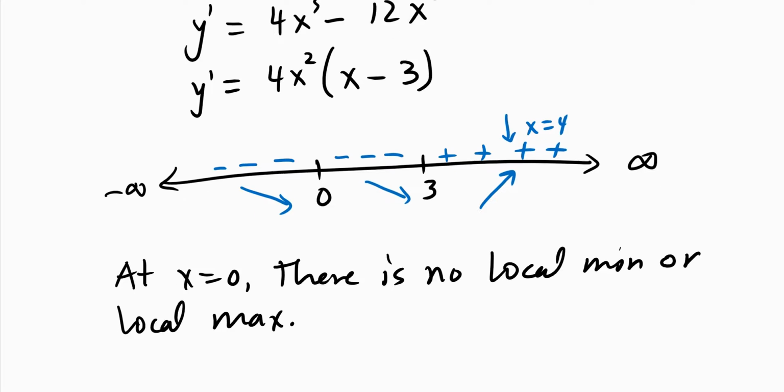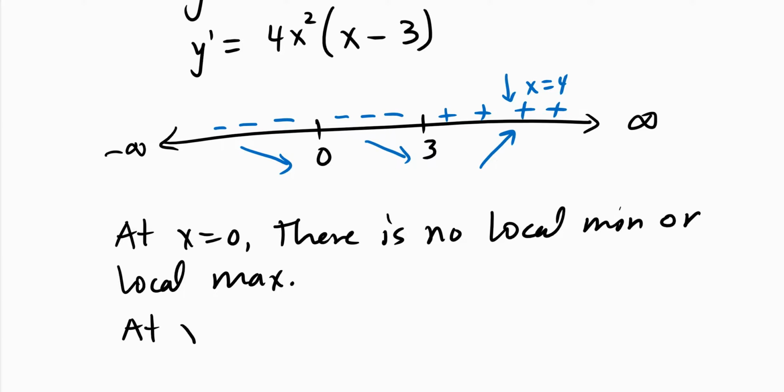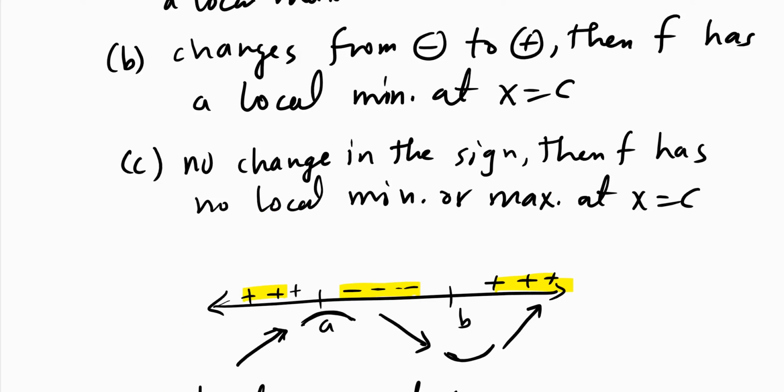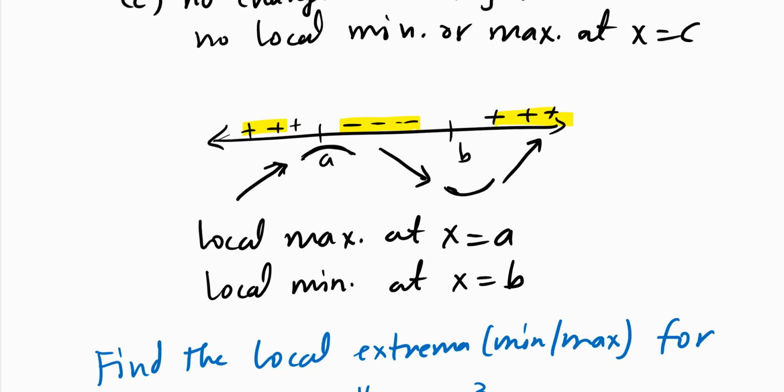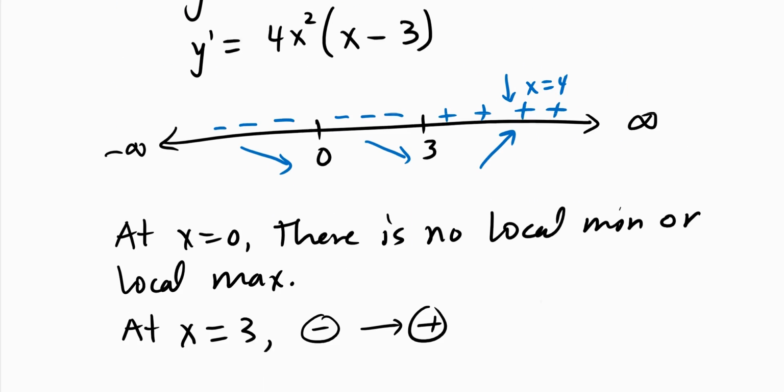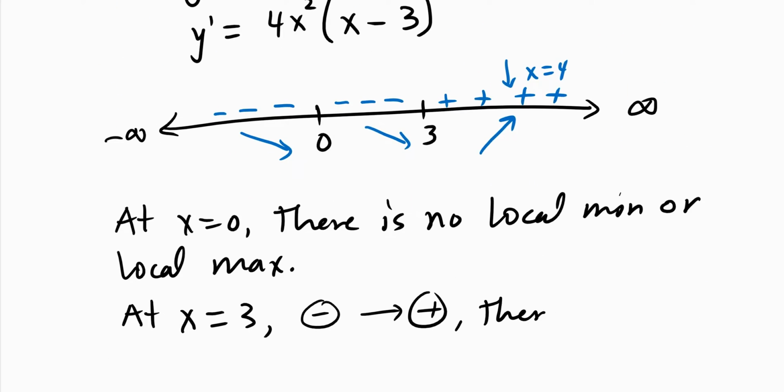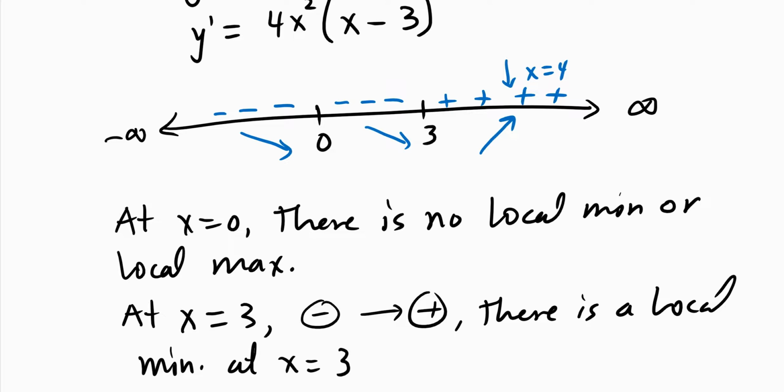Okay, at 0. What about at x equals 3? At x equals 3, the change is from negative to positive. Well, let's see. Negative to positive by the test, it's b. So there's a local min, and you can see it. So there is a local min at x equals 3 by the first derivative test.